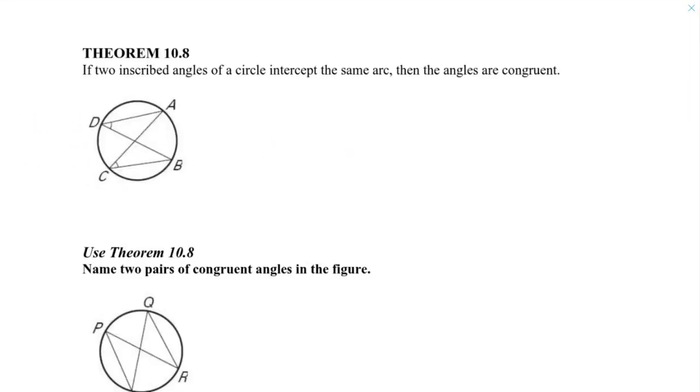All right, let's go ahead and move over to the back. If two inscribed angles of a circle intercept the same arc, then the angles are congruent. This is what we just figured out. So we're saying that if angle D is congruent to angle C, both of those angles are intercepting our arc here, A and B. Since they're both intercepting the arc at the same points, we know that those angles have to be congruent.